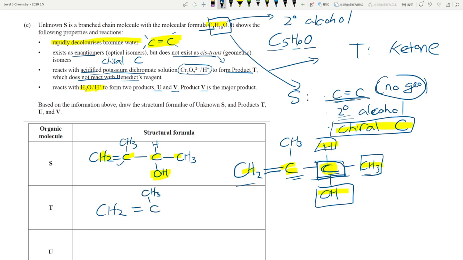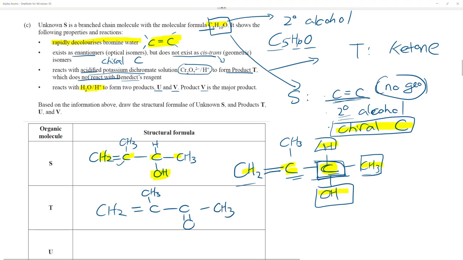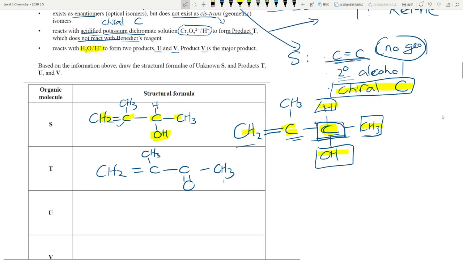T is just oxidized. If you could read the clues, that's not going to be there anymore. T is oxidized into a ketone, which is that. What does U do? U and V are the major and minor products. Okay, so V is the major product. So this is going to be pretty straightforward.